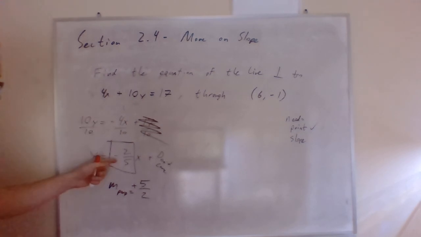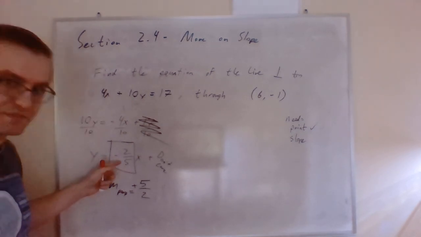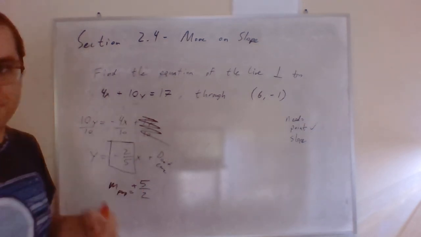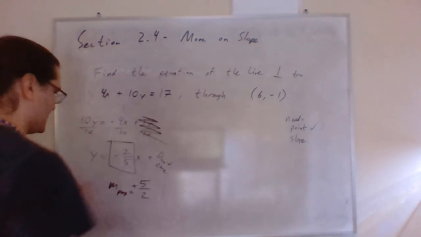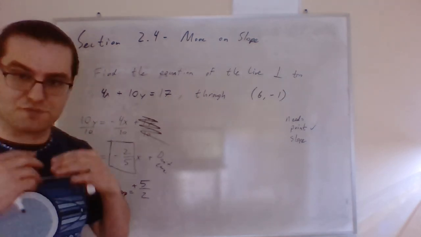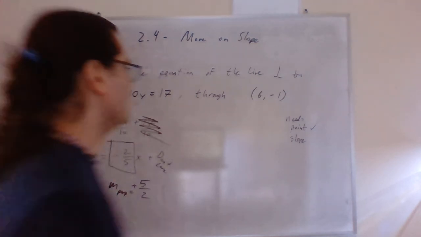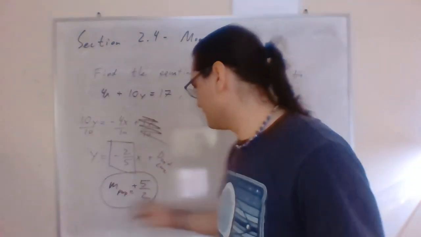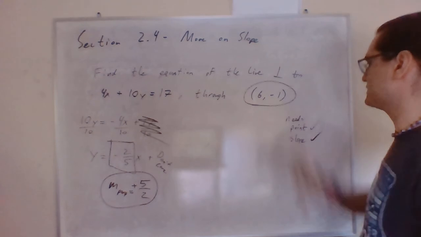If this had been negative 17/4, that means that the perpendicular thing is positive 4/17. You're just flipping it upside down and changing the sign. And that'll get you a perpendicular slope every time. So now I have a slope. It's 5/2. I have a slope, I have my point.